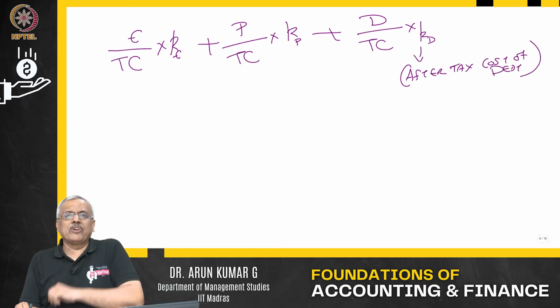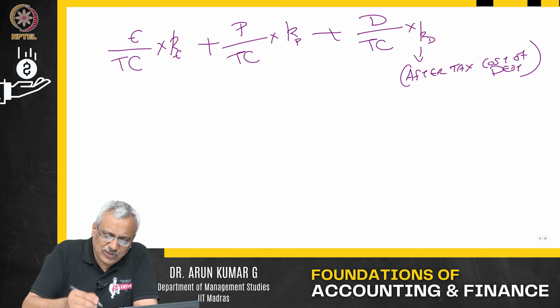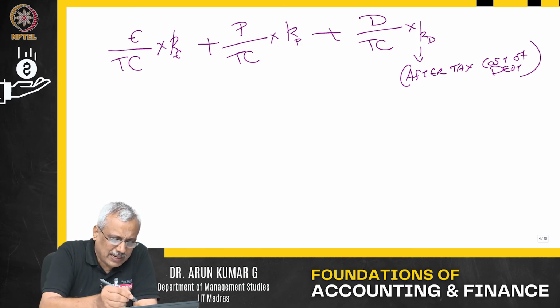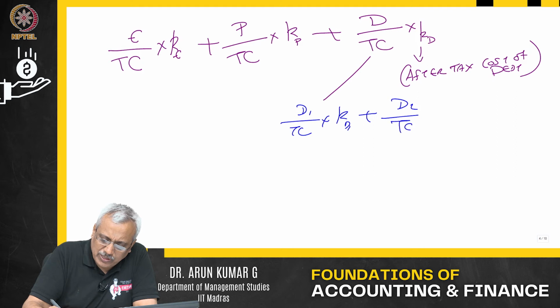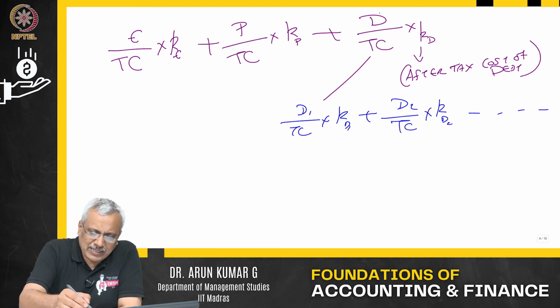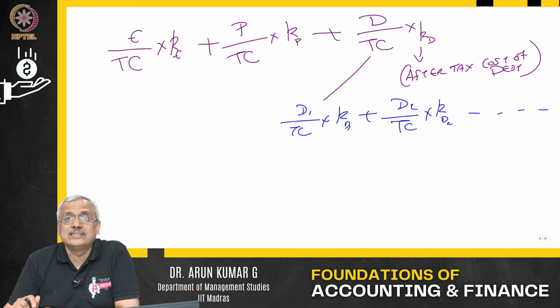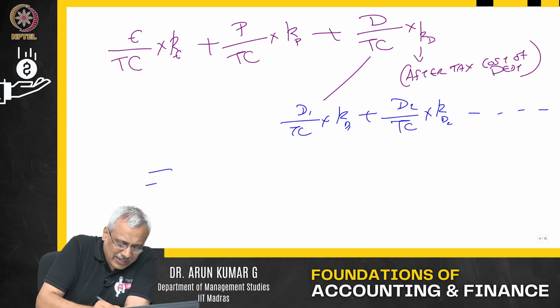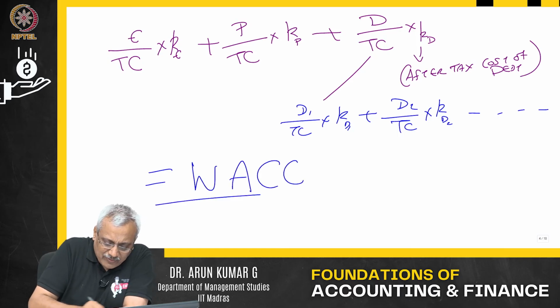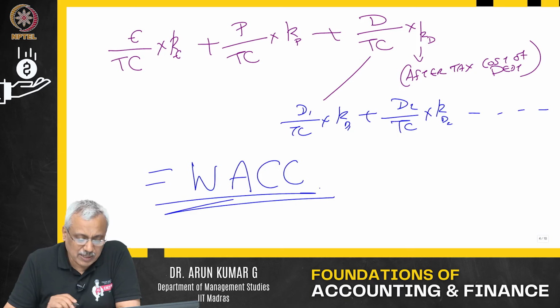Sir, you mentioned different types of debt. Yes, sure. Instead of this, you can say I am going to write D1 by TC into the cost of D1 plus D2, debt 2, into the total capital into the cost of D2 and so on and so forth. No problem. Instead of keeping this, you can write this out there in this particular case, different kinds of debt. Each debt has a different cost. And by doing this, we calculate what is called WACC or weighted average cost of capital.